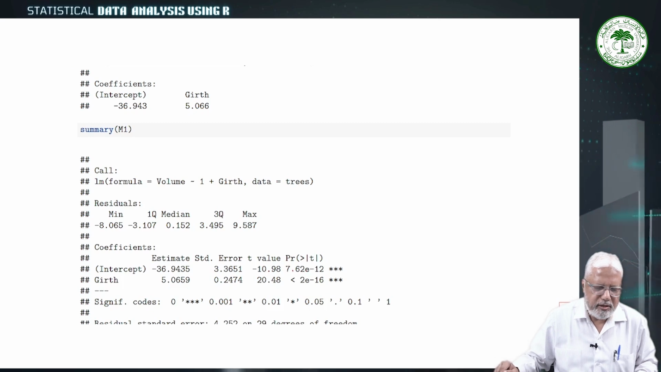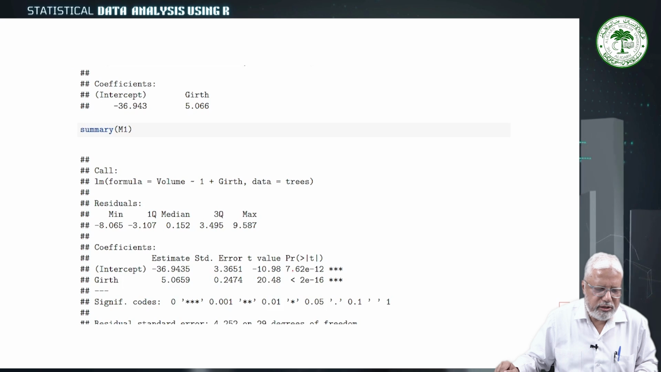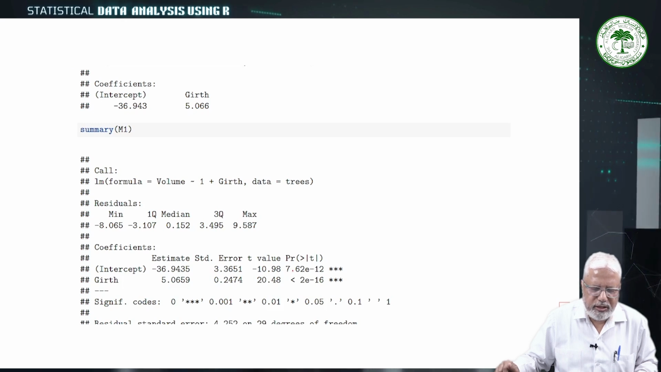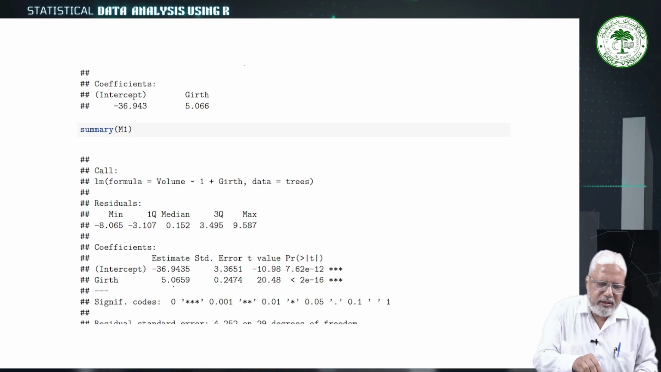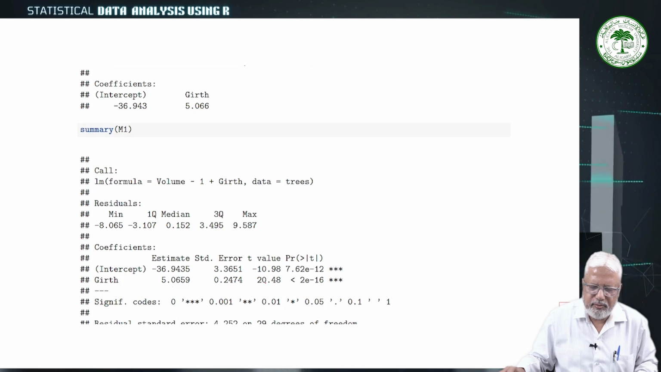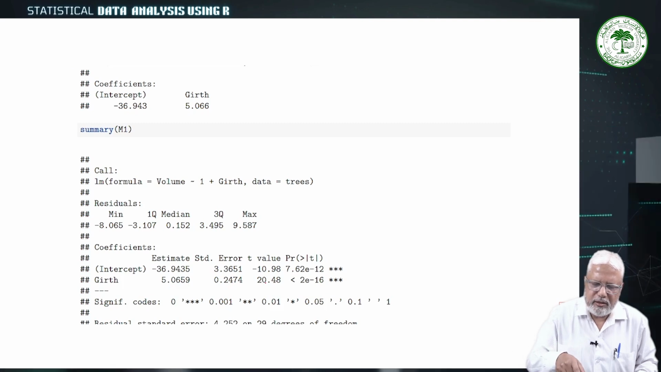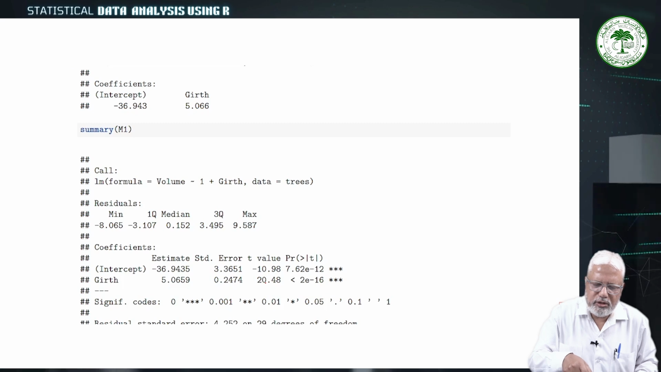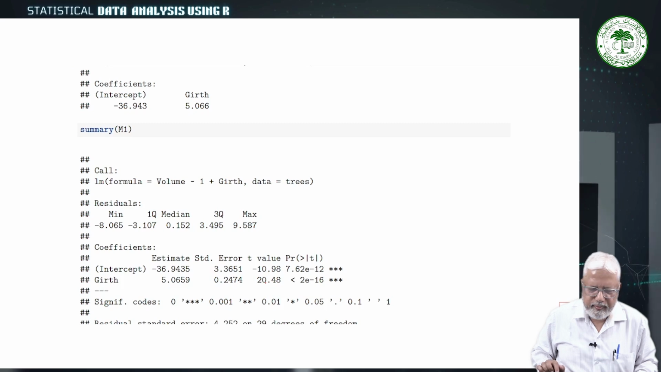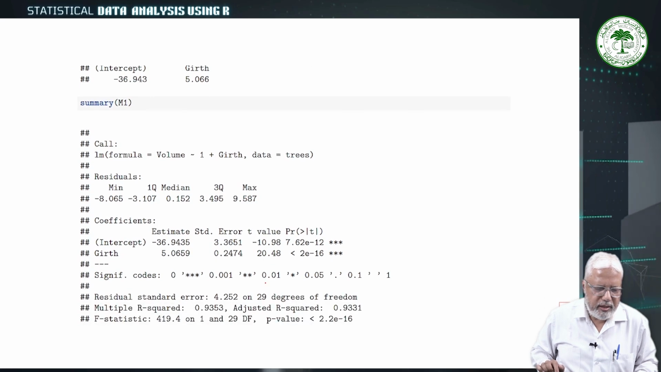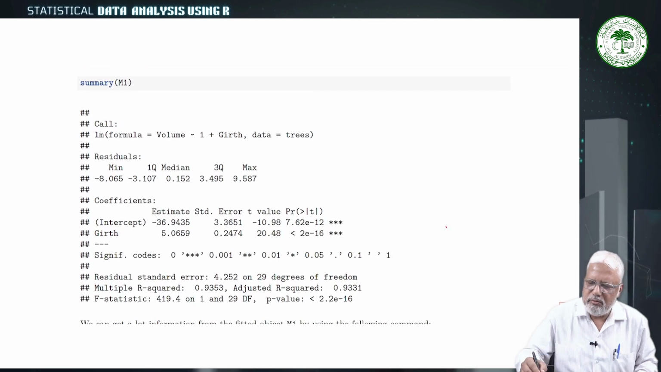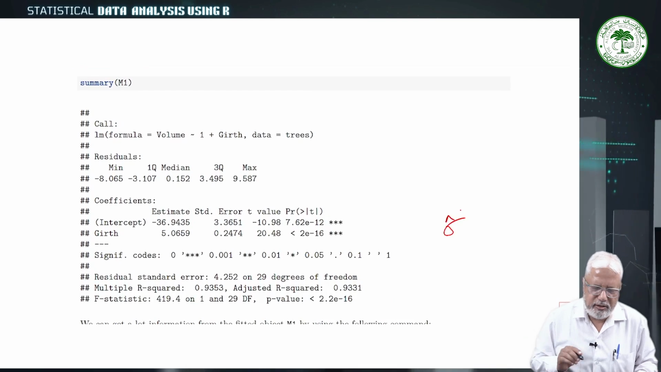And for girth, the estimate of the regression coefficient is 5.06 and standard error is 0.24. So if we divide this by this, it is 20.48, and the probability greater than 20.48 is 2 into this thing. And this is the residual standard error. Residual standard error is nothing but sigma hat.